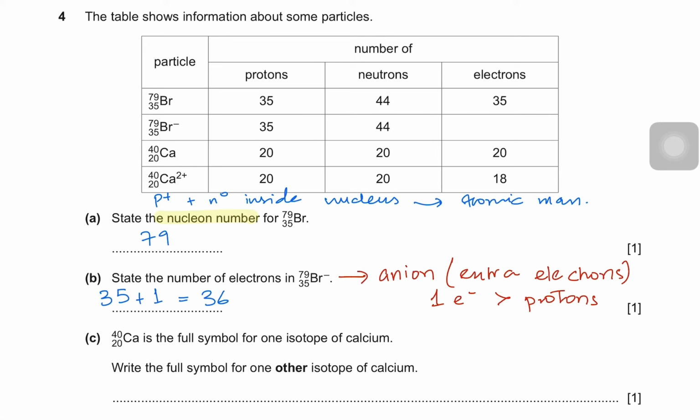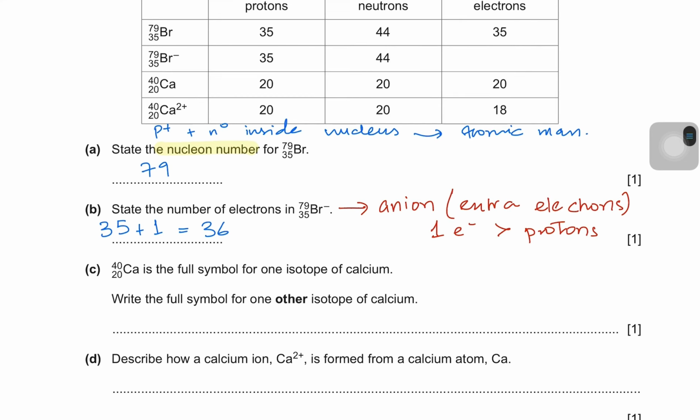Calcium 20 40 is the full symbol for one isotope of calcium. Write the full symbol for another isotope of calcium. So isotope means same proton but different neutron. So make sure you write Ca, and 20 should be the same, but the atomic mass will be different even if one extra neutron is there. So one extra neutron makes it 41.